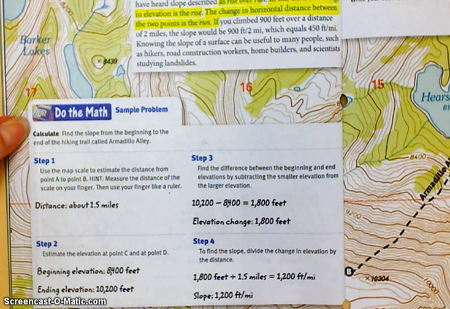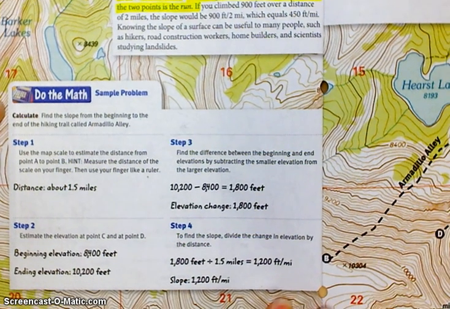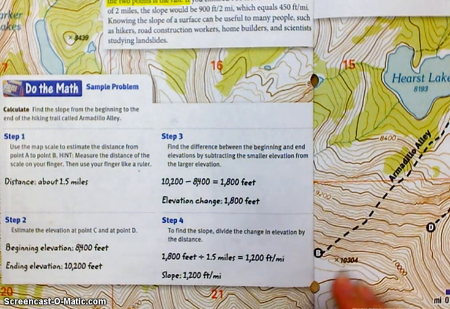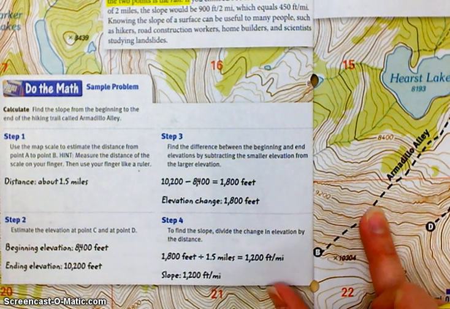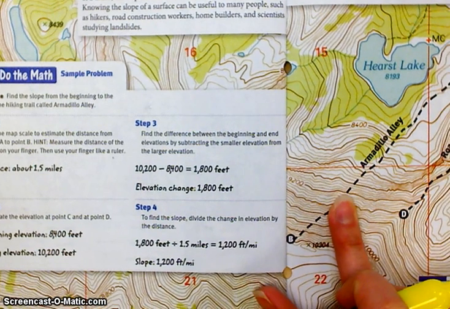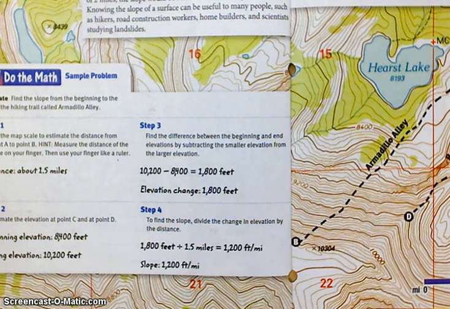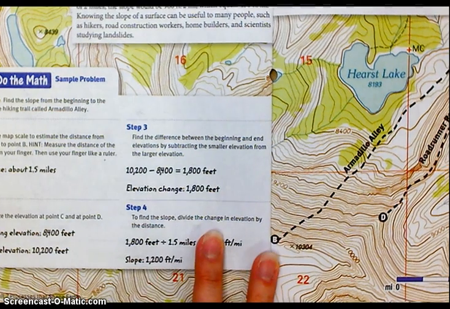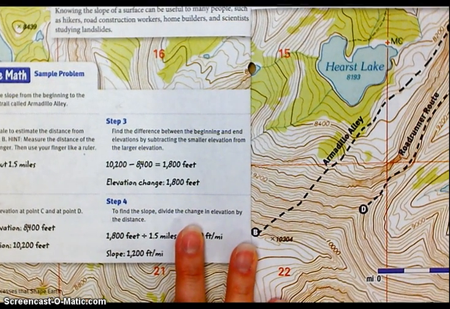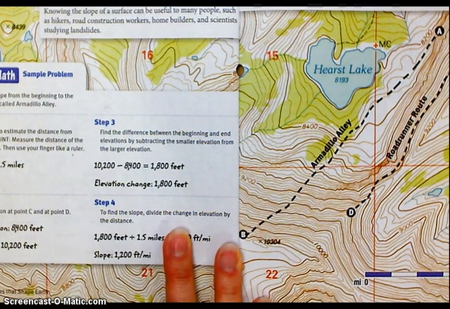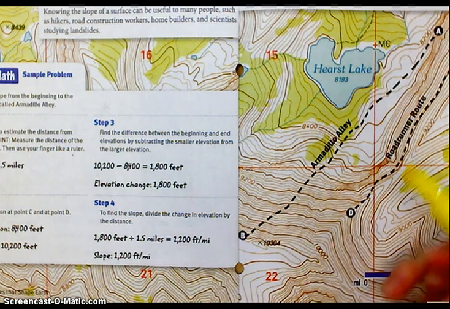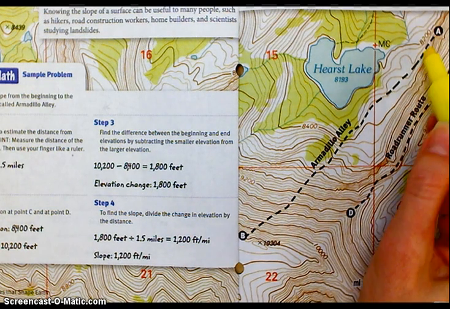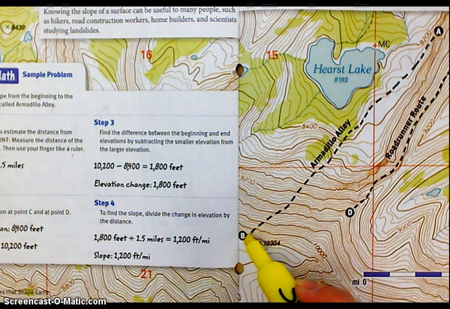Find the slope from beginning to end of the hiking trail called Armadillo Alley. Armadillo Alley is this trail right here. Let me see if I can expand it just a little bit so we can get all of it on there. Okay, Armadillo Alley is this path from A to B.